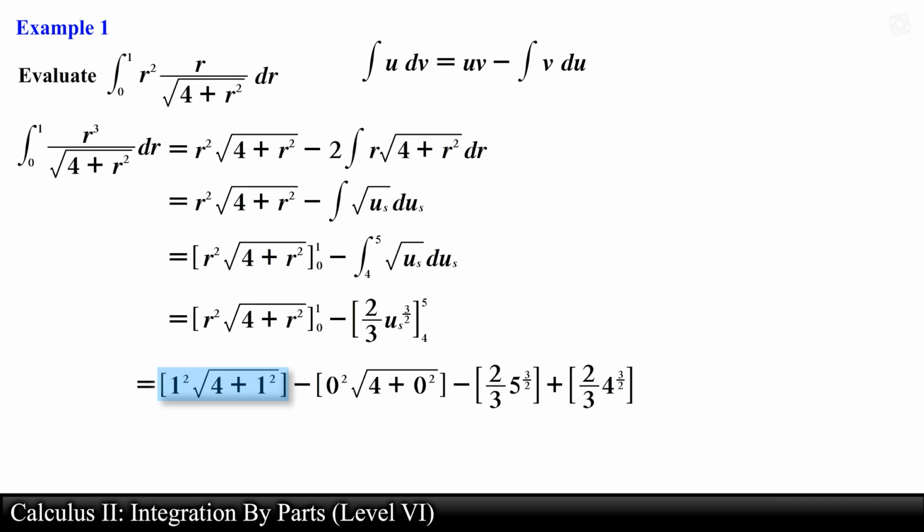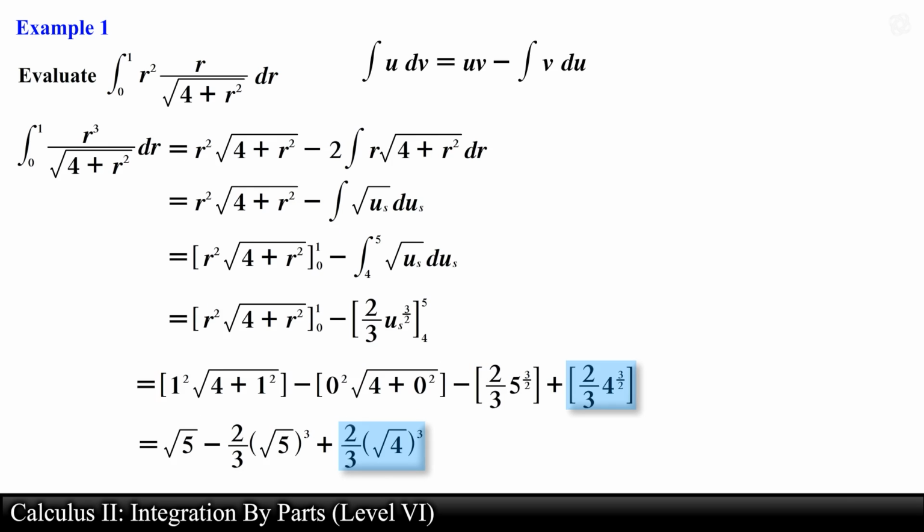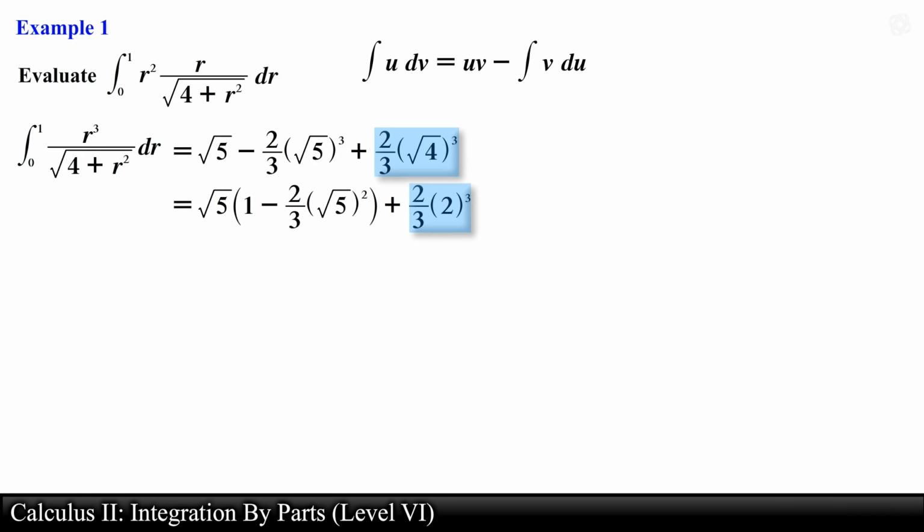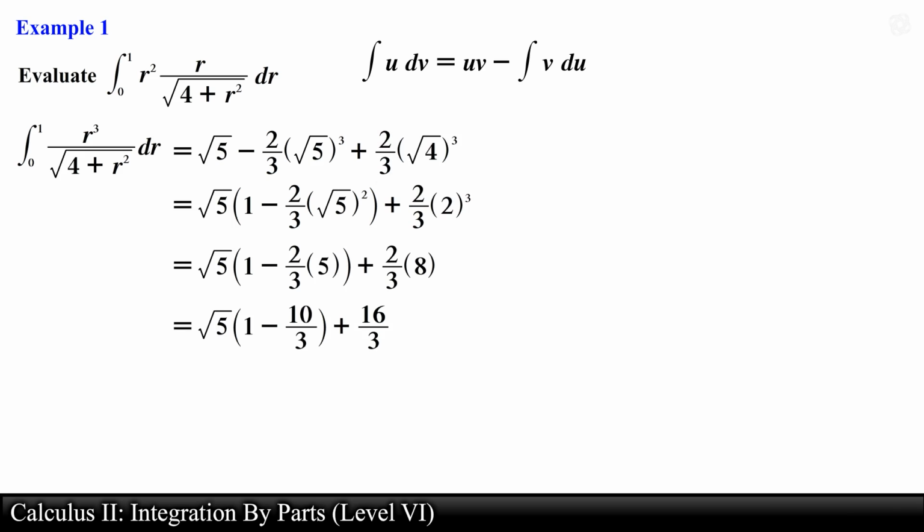The terms in the first bracket reduce to the square root of 5, and the terms in the second bracket reduce to 0. The terms in the third bracket reduce to the following expressions, and the terms in the fourth bracket reduce as follows. Next, we factor out a square root of 5 from the first and second terms, as follows. And we continue simplifying the third term. Cleaning up the first term, we have that the integral is equal to negative 7/3 times the square root of 5 plus 16 over 3.